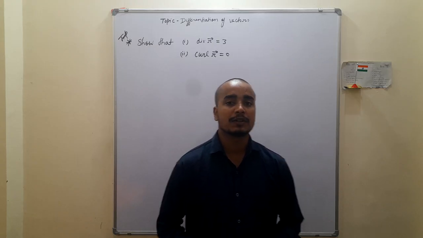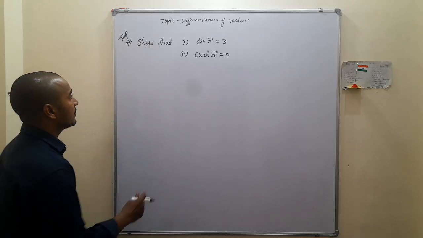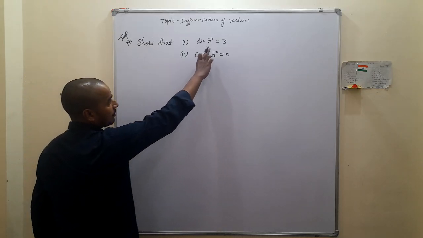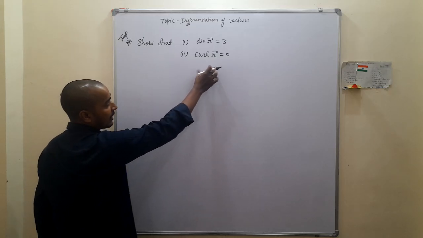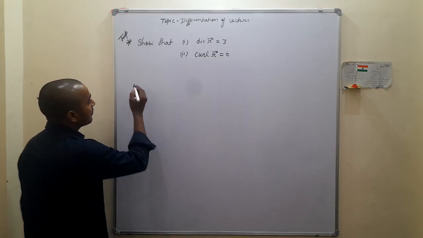Today we are going to solve the given problem from the topic integral calculus, and the topic is differentiation of vectors. The question is: show that the divergence of R vector is 3, and second, the curl of R is 0. Let's solve the problem.